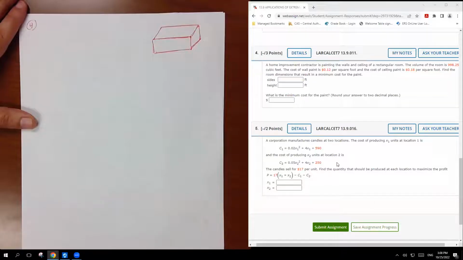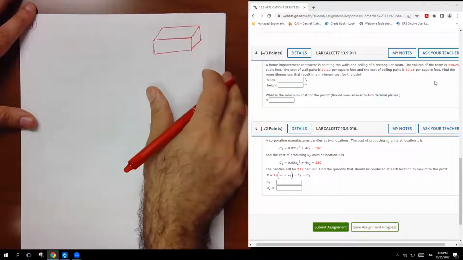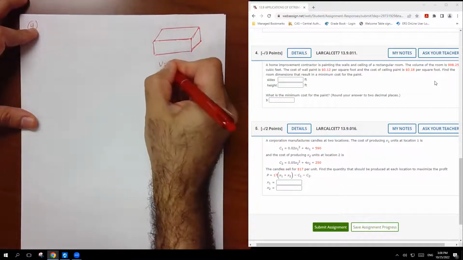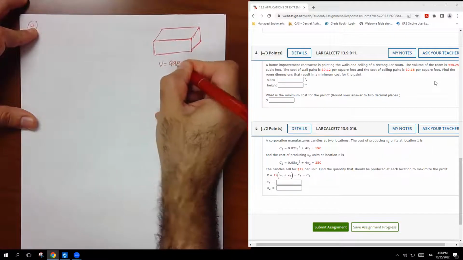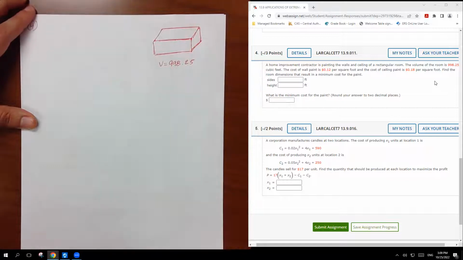So let's go to example 4. A home improvement contractor is painting the wall and the ceiling of the rectangular room. So here's the rectangular room. The volume of the room is 998.25 cubic feet. So I'm just going to write down this information.